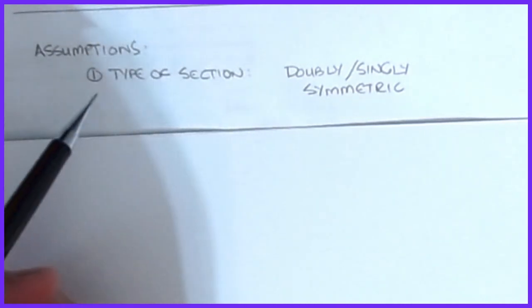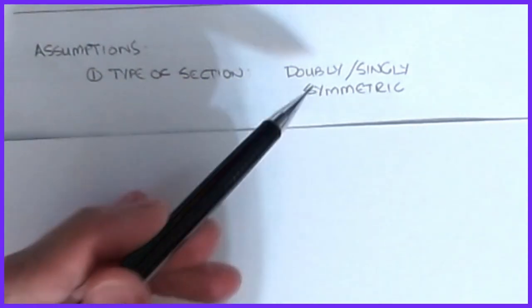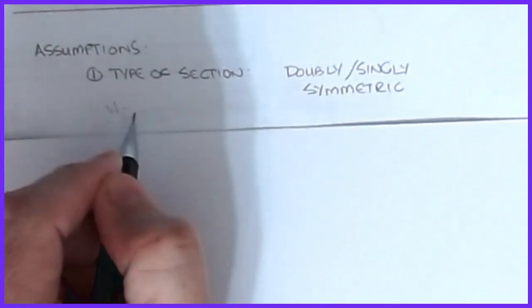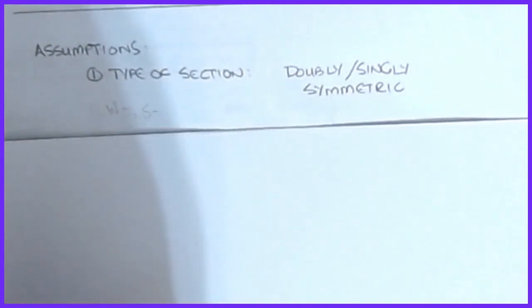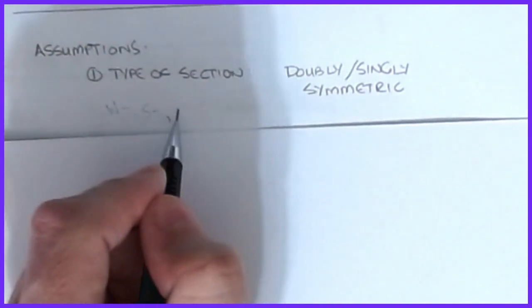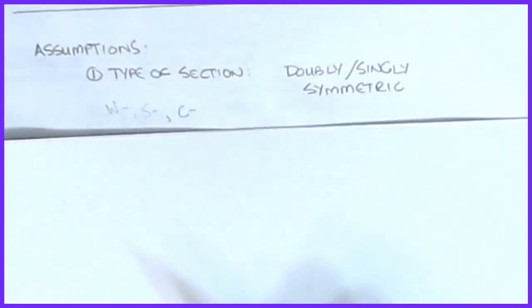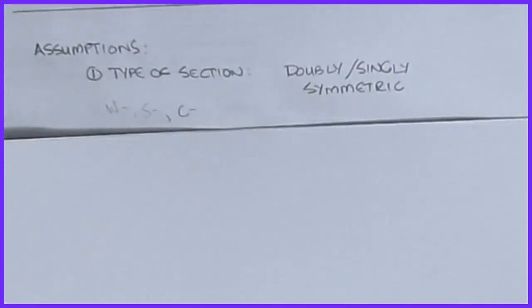For this particular example, we're going to limit ourselves to the doubly or singly symmetric. This would include things like the W shapes, the S shapes, or even the channels, if you will. Things like angles don't work quite as well with this particular approach.